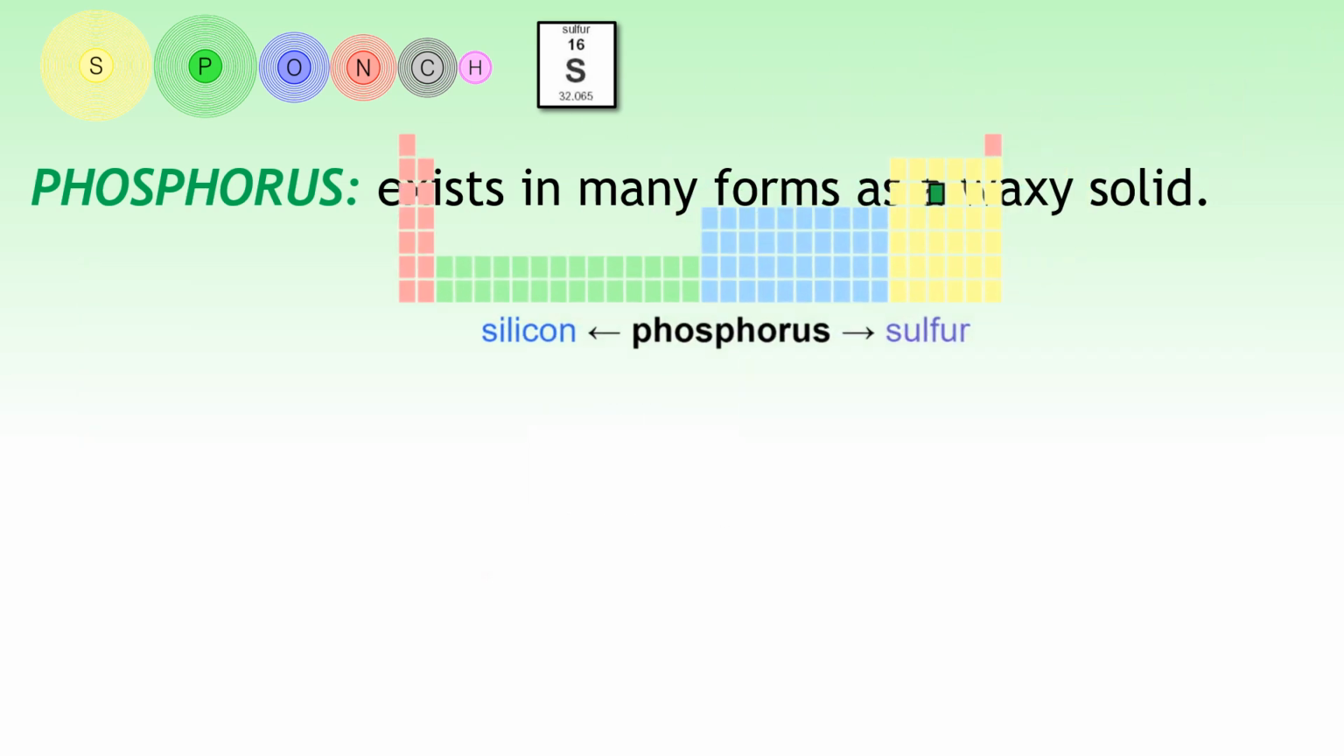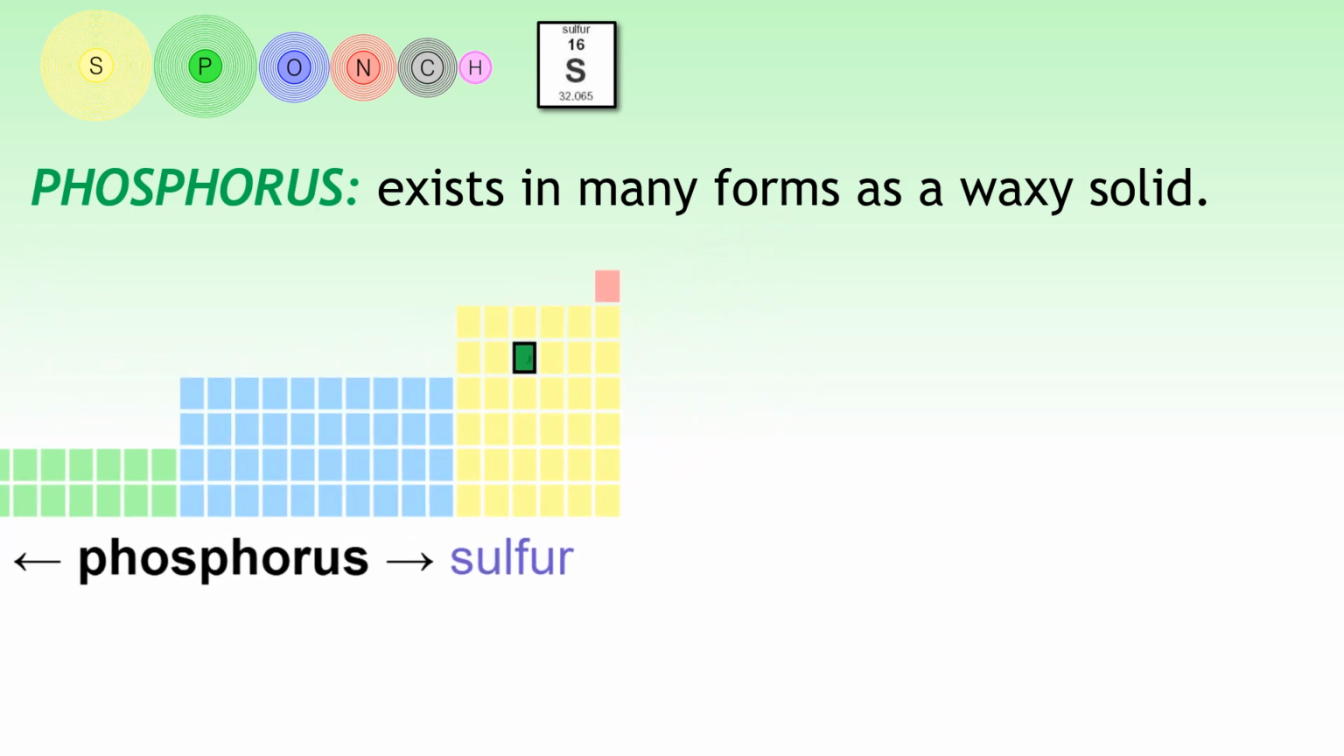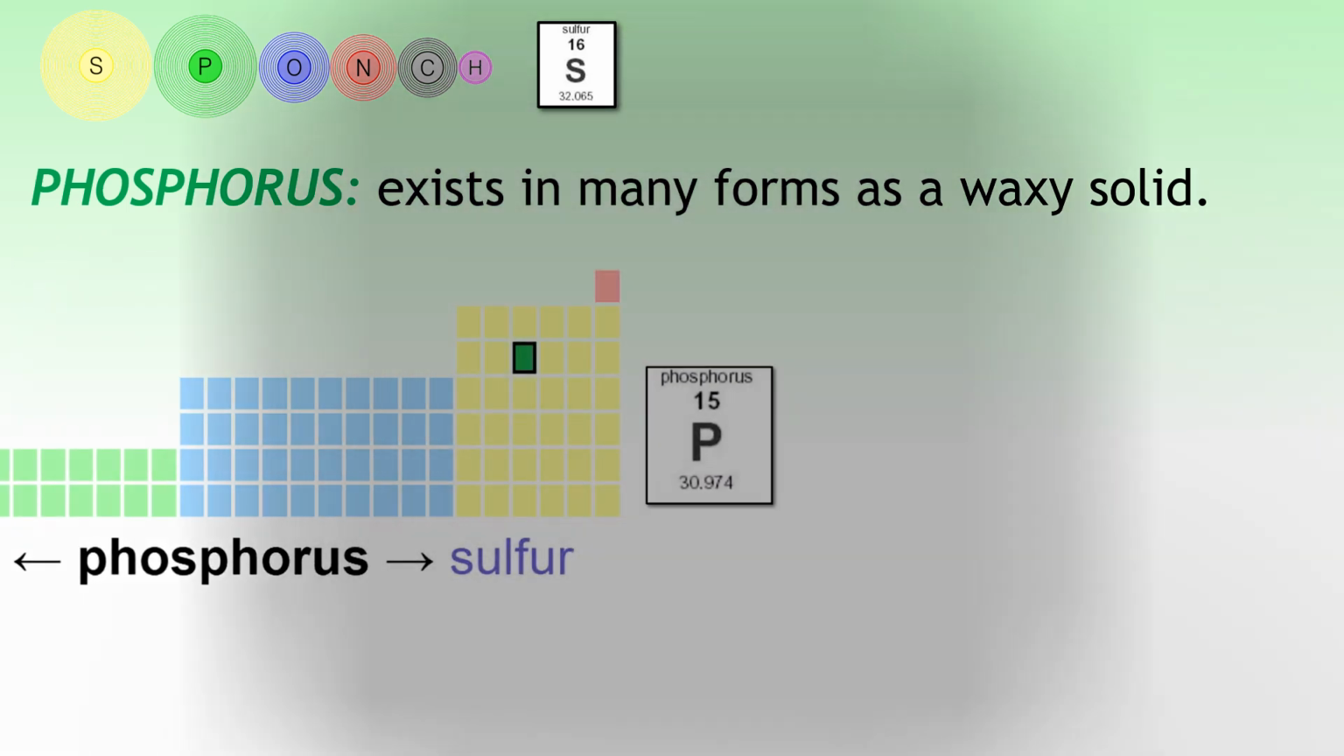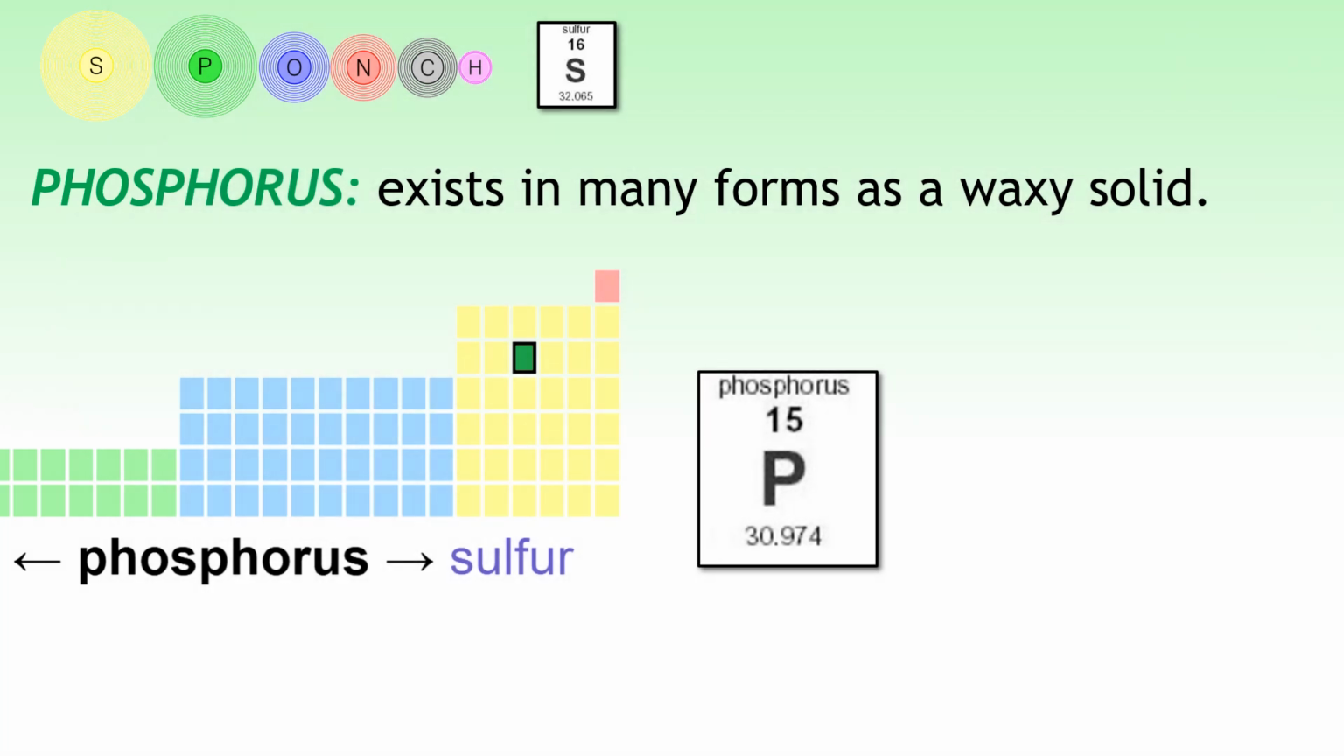Where's phosphorus in the periodic table? Why, it's right next to sulfur. Phosphorus, then sulfur, P S. 15 and 16.